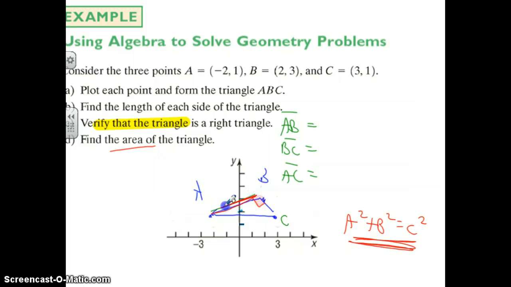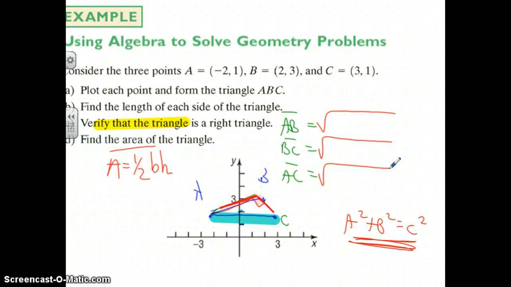To find the area, I'll know that this is a base and this is a height, because that's what I use for the formula for the area of a triangle: the base and the height. This final longest side is called the hypotenuse, and I don't use the hypotenuse to find the area of a triangle. So go ahead and see if you can find those distances of those three sides by pausing the video.